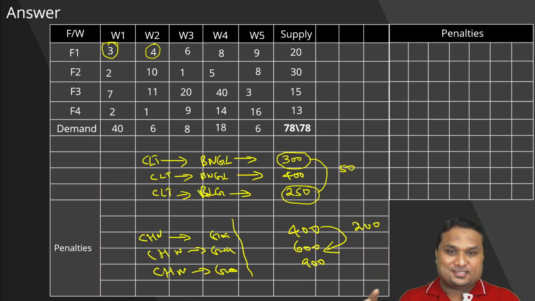So I have an office in Calicut. From Calicut, I have to send to Bangalore. I have an office in Chennai. From Chennai, I have to send it to Goa. So now look at here. Here the danger is my cost.